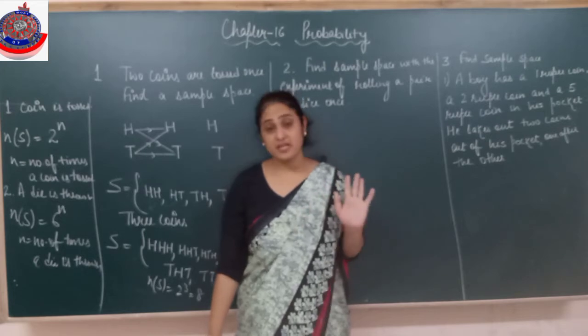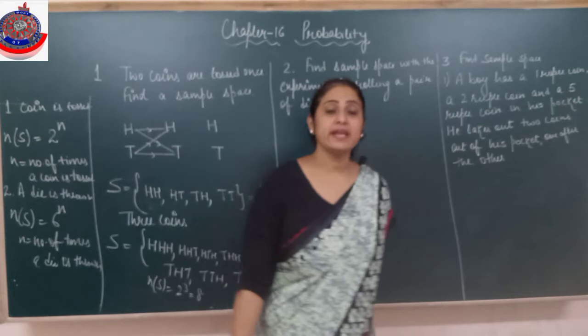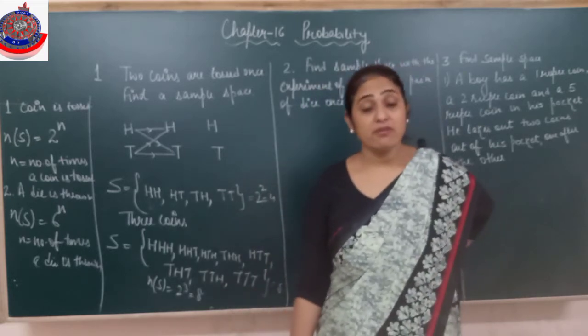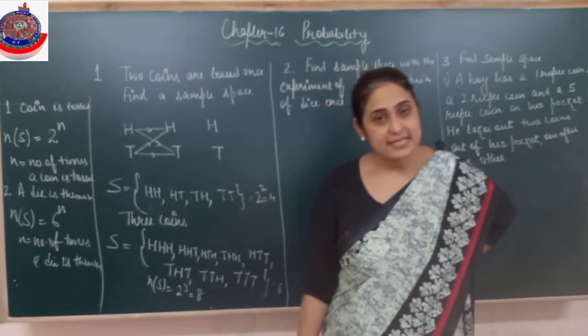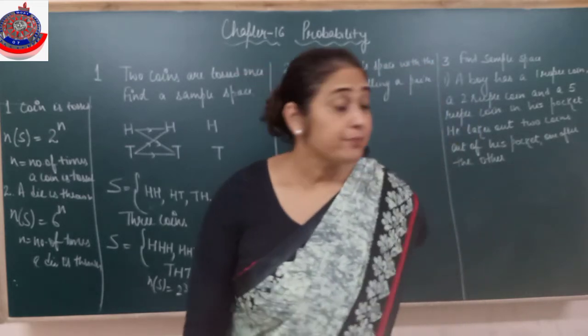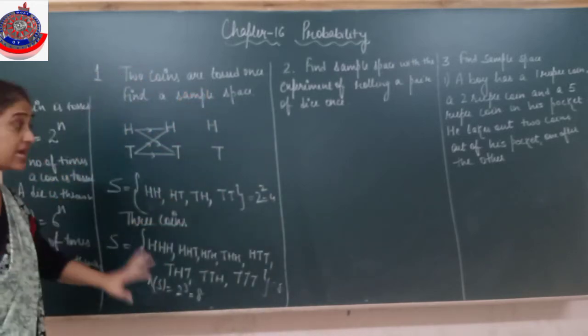कोई आउटकम में कोई फर्क नहीं पड़ने वाला. Is this clear? So these formulas you can remember. This is for the coin and the dice. 2 raised to power n when the number of coins are tossed. For dice, 6 raised to power n when the dice are thrown. Is it clear? Now coming to, I hope it's clear to everyone.